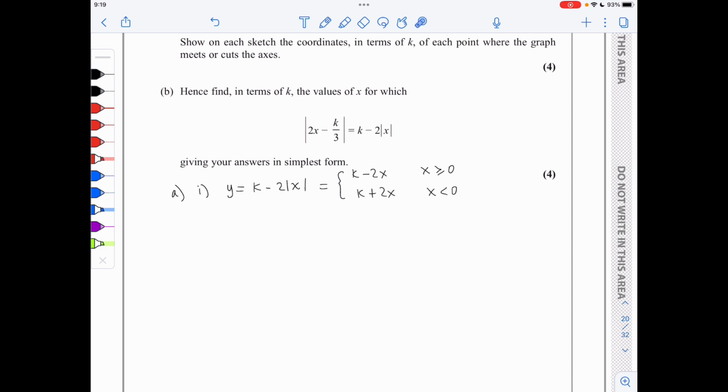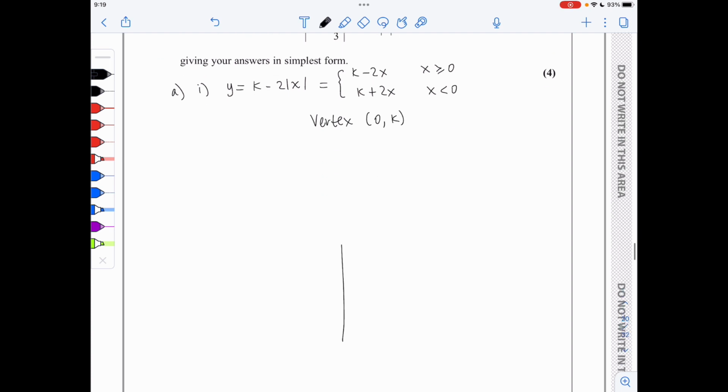So as a quick reminder, if the input, in this case x being greater than or equal to 0, is positive, then the modulus sign behaves like a normal set of brackets. If the input is negative, then the sign outside changes. So this also helps us in identifying the position of the vertex. The vertex is when x is 0, and when x is 0, y is k.